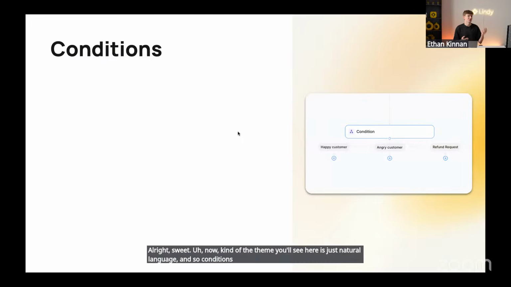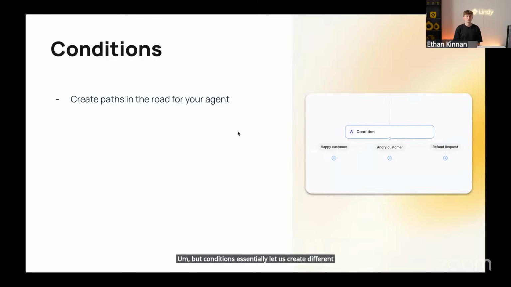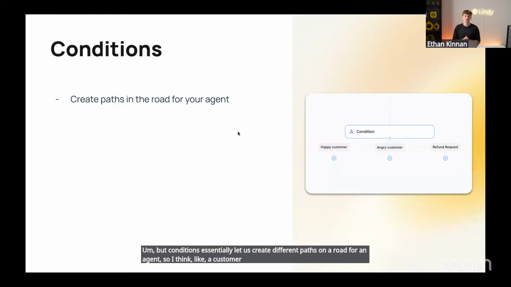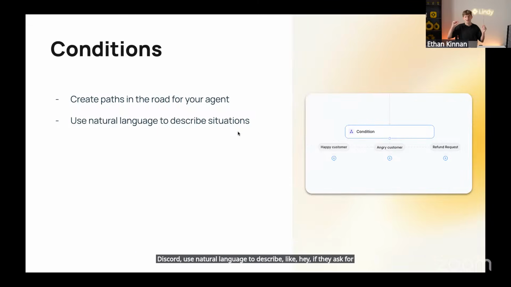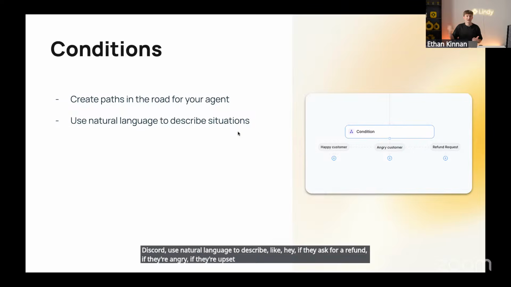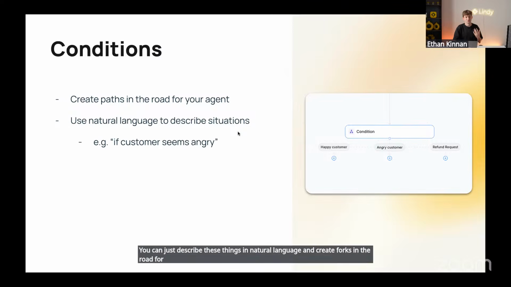All right, sweet. Now, kind of the theme you'll see here is just natural language. We had a condition like when an email needs a reply, but conditions essentially let us create different paths on a road for an agent. I think a customer support agent's a really great analogy: maybe we have this inbox being monitored, and there are all these different paths, and we want to use natural language to describe, hey, if they ask for a refund, if they're angry, if they're upset, if they're happy, if it's a bug report, you can just describe these things in natural language and create forks in the road for your agents, which is really, really powerful.